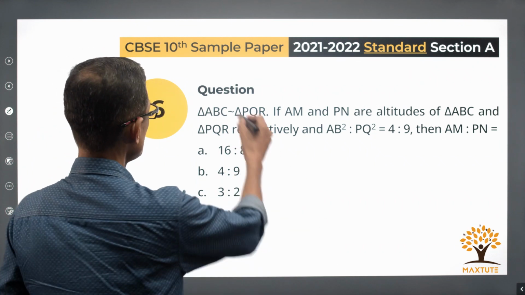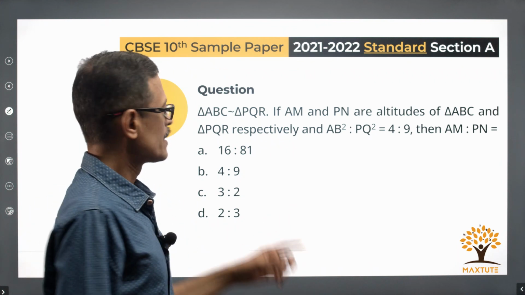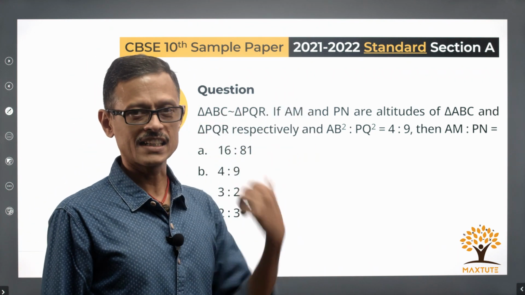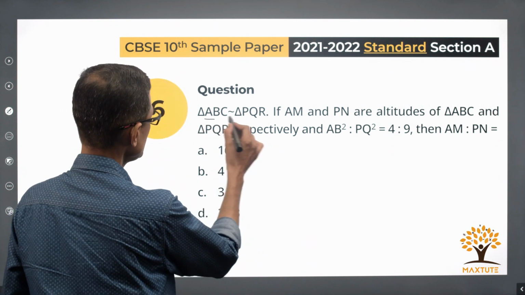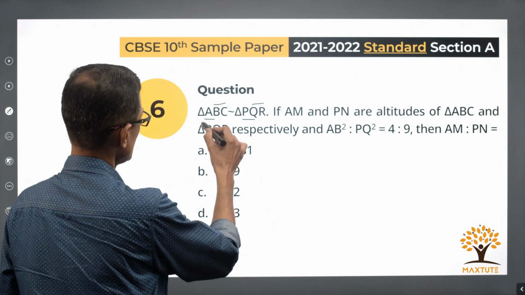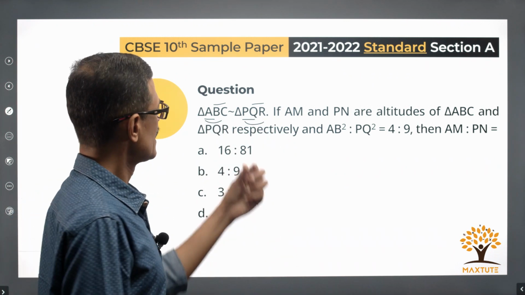This is a question. The moment you see the symbol, we are talking about similar triangles. ABC and PQR are similar triangles, which means A and P are corresponding vertices, B and Q are corresponding vertices, C and R are corresponding vertices. Similarly, AB and PQ are corresponding sides, BC and QR are corresponding sides, and AC and PR are corresponding sides. So these are known to us.